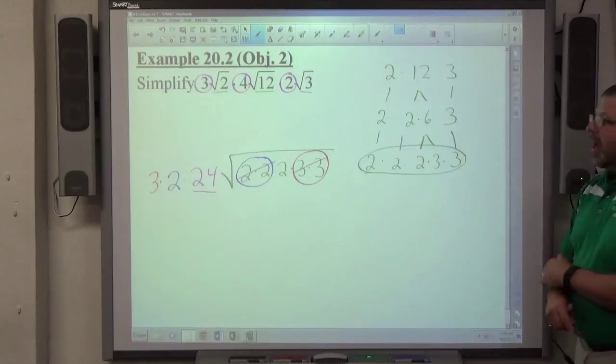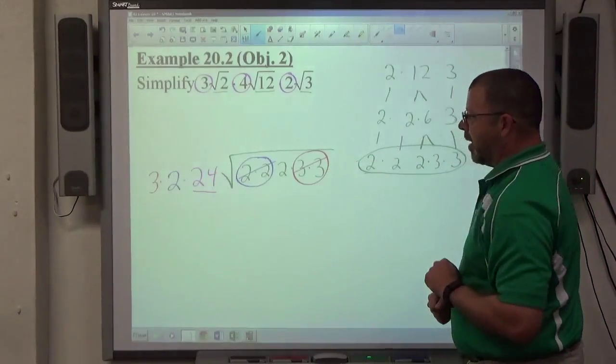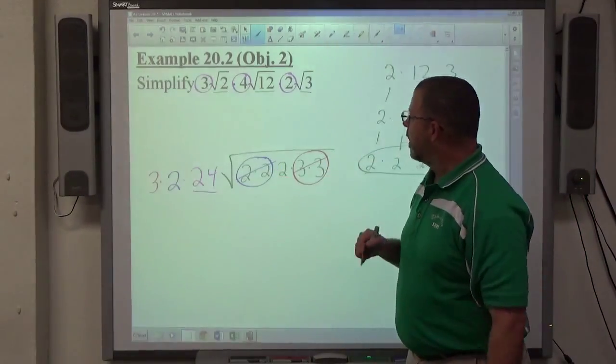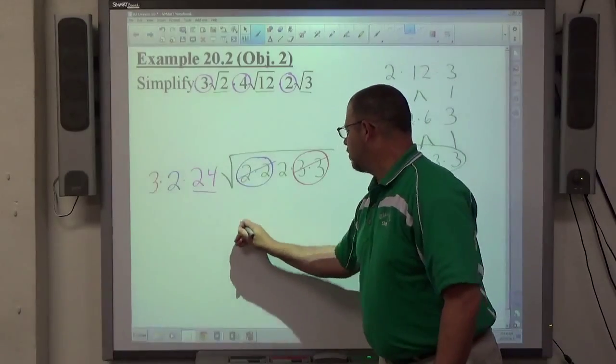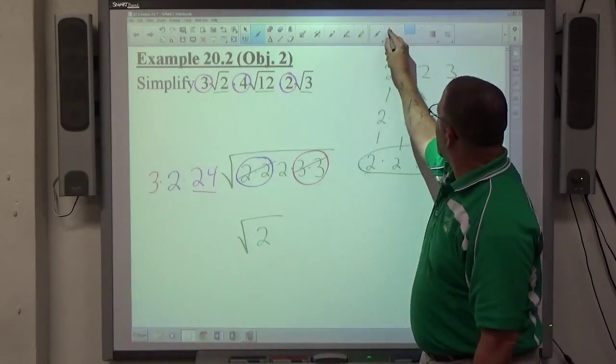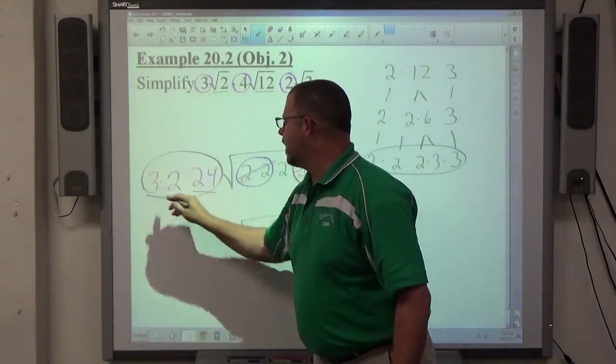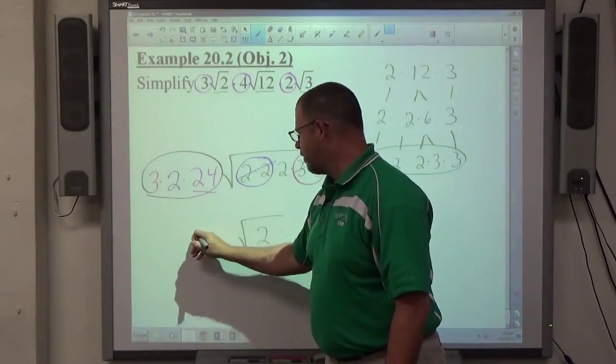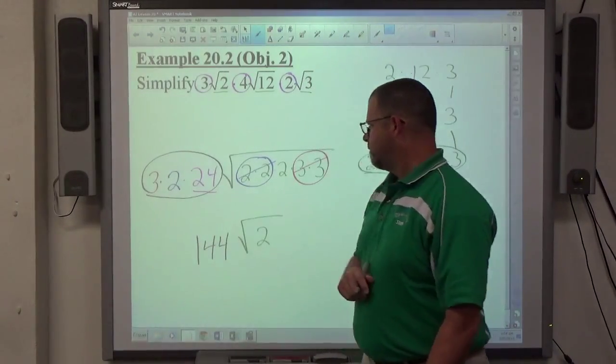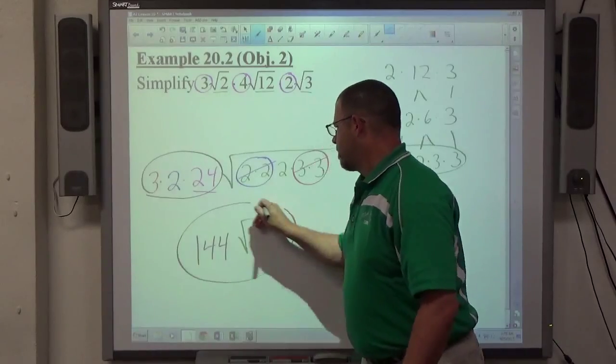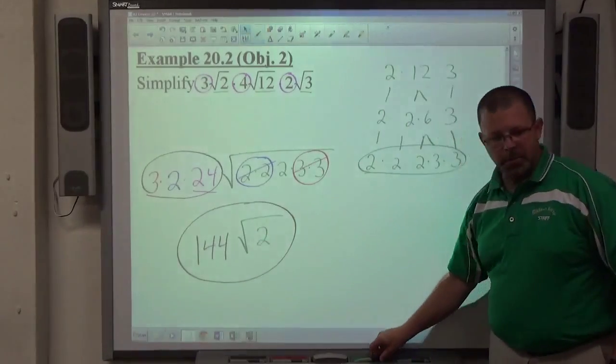Those come out. This other 2 didn't have a pair. We paired up these 2. This one got left alone. So the square root of 2 stays underneath the radical. And these 3 numbers outside, 3 times 2 times 24 makes 144. And that is the simplest version of that number.